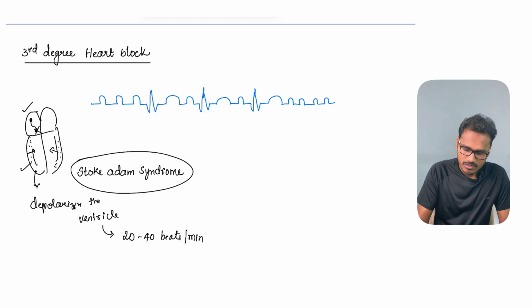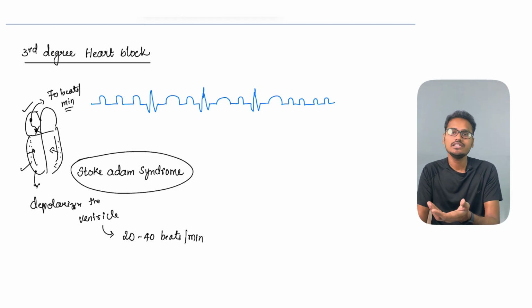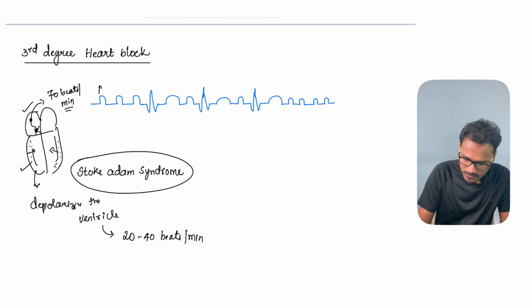Whereas the atria will be beating at a normal impulse, that is 60 to 90 or around 70 beats per minute. Will there be any pattern? No. The P waves will keep on coming. In between that, you will find a QRS complex. So as you can see here, now we have 3 P waves followed by a QRS complex. Then we have 1 P wave, 1 QRS complex, 1 P wave, 1 QRS complex.